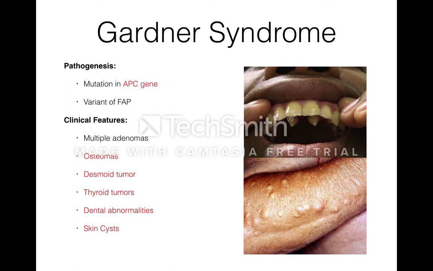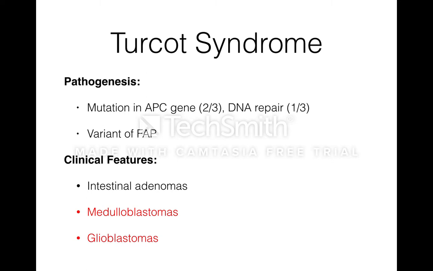Gardner syndrome also results from a mutation in the APC gene and is a variant of FAP. Patients have multiple adenomas, osteomas, dermoid tumors, thyroid tumors, dental abnormalities, and skin cysts. On the right, you can see an example of lipomas and some of the dental abnormalities that might arise. Turcotte syndrome is another variant of FAP. Two thirds of these patients will have a mutation in the APC gene, while the remaining one third have mutations involved in DNA repair. In addition to adenomas, patients with Turcotte's have medulloblastomas and glioblastomas.